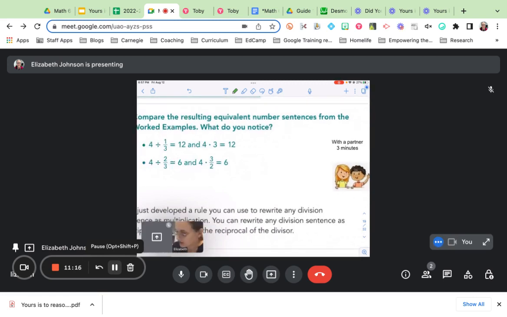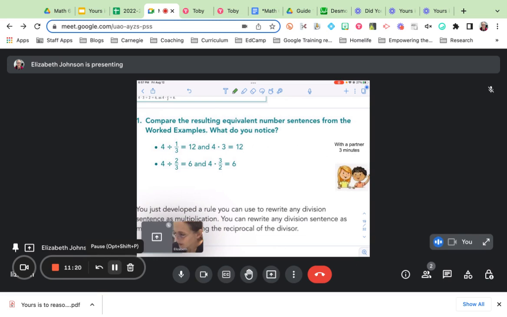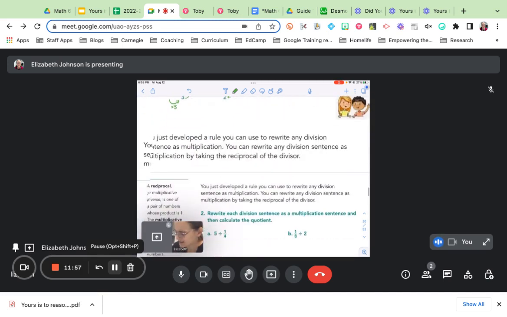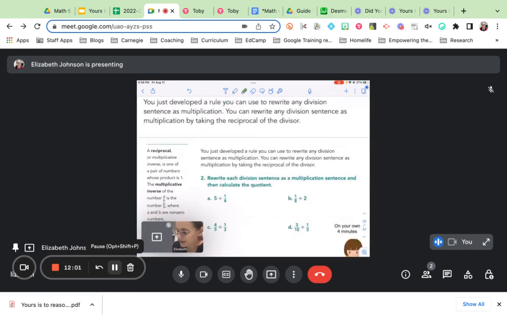We talked a little bit about this just a second ago. Here we said multiplying by the denominator gives us the same result as doing 4 divided by 1/3. So 4 times 3 equals 12 is equal to 4 divided by 1/3. Similarly here, we noticed that what we were really doing was multiplying 4 times 3 again, but then dividing by 2. And that's really the same thing as what we see here: 4 times 3 divided by 2. This is a rule that we can use for any division sentence's multiplication, but let's say it in a slightly simpler way. The easy way to remember it is that any division sentence can be rewritten as multiplication by taking the reciprocal of the divisor.